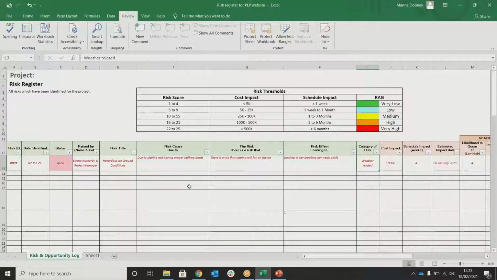Gotcha. And sorry, I've just noticed this. Why are these in different colors? Is there a particular reason why these titles are grouped by different colors?